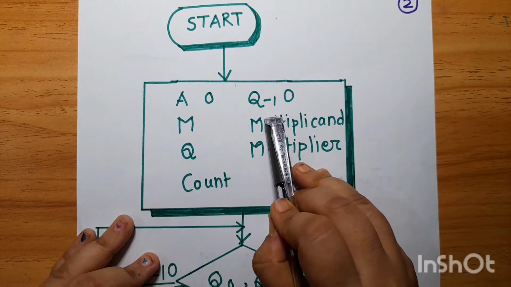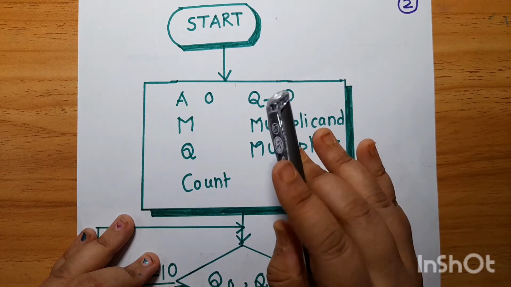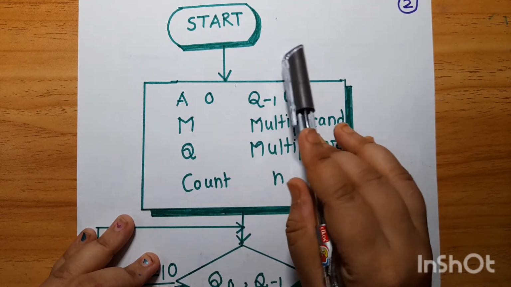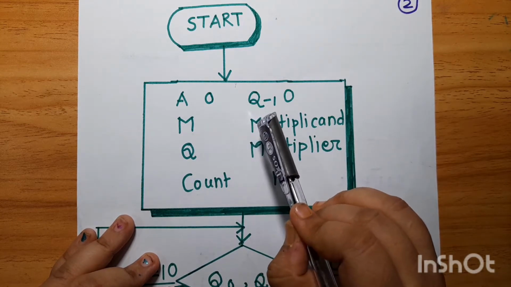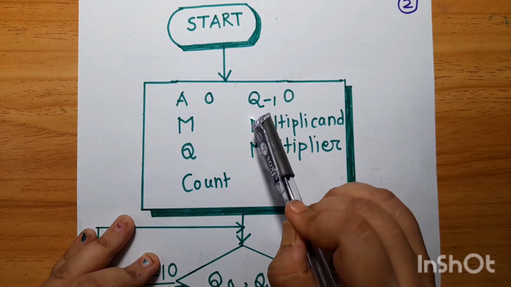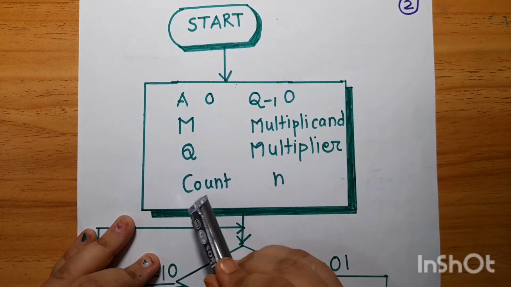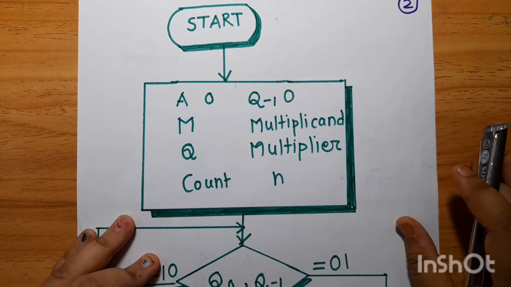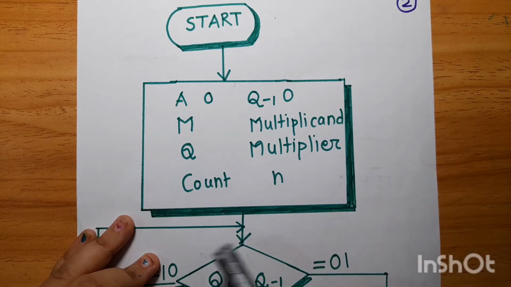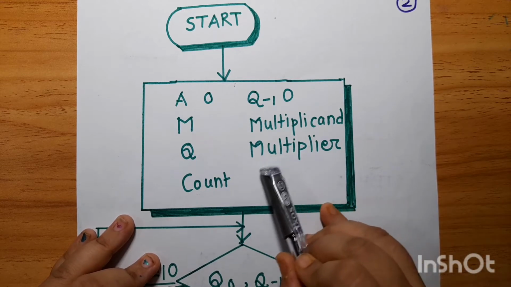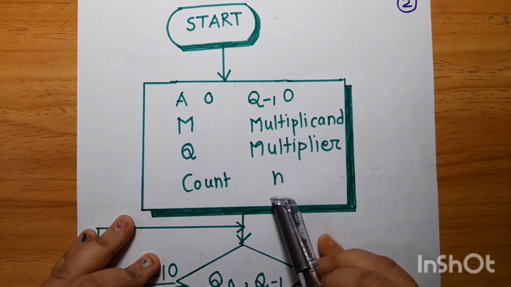Q minus 1 is 1 bit, which is 1 bit lower than the LSB of the Q. Means if Q0 is the LSB of the multiplier, then Q minus 1 is 1 bit lower than the LSB, and this variable I will initialize to 0. Count is the sequence count. It will tell us how many times the loop of the algorithm has to be run, and I initialize it to the value n, where n is the number of bits of the multiplier.